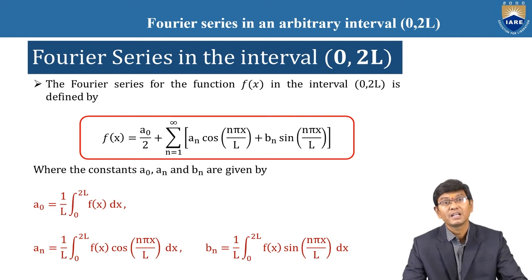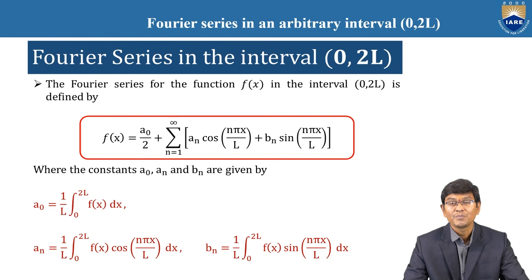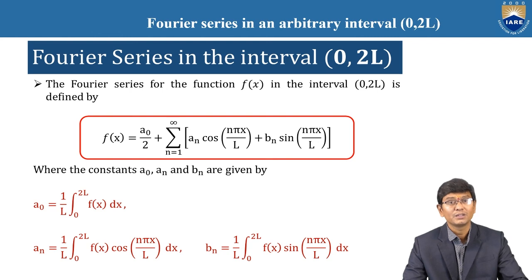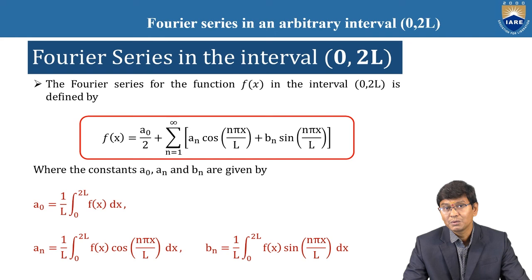Therefore, we need to find a0 with the help of this formula: a0 is equal to 1 by l into integration 0 to 2l of f of x into dx, and an is equal to 1 by l integration 0 to 2l of f of x into cos n pi x by l into dx, and finally the value of bn is equal to 1 by l into integration 0 to 2l of f of x into sin n pi x by l into dx.